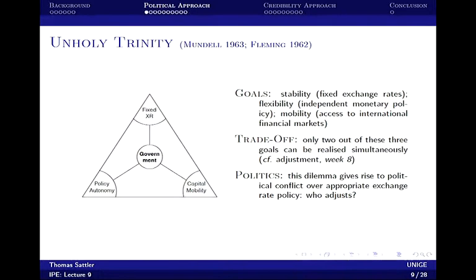So we have this dilemma, and different groups want a different combination of choices, right? Some groups want policy autonomy and capital mobility, some want capital mobility and fixed exchange rate, and so on. So this itself doesn't tell us what a country will do. It just tells us the trade-off that every country faces. Now, to understand what a country does, we need to add political factors. And that's what we're going to do.